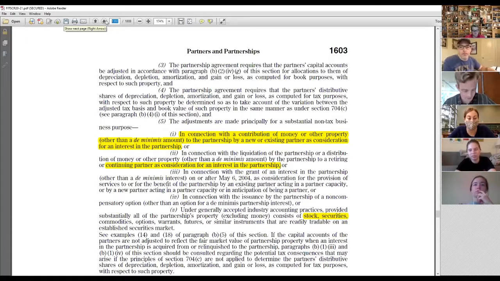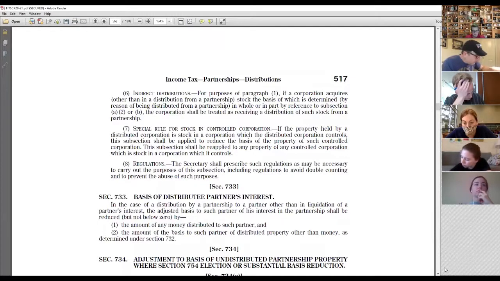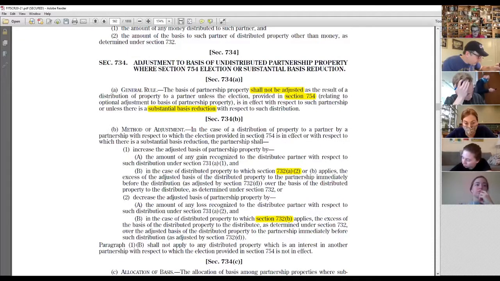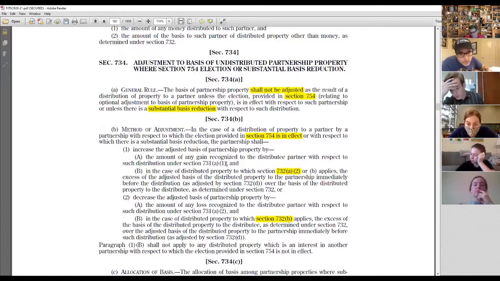So back to 734B. Now we have a 754 election in effect. So we got that. Then we increase if we have any gain recognized to the distributee partner under 731A1. We had no gain recognized by C because C did not receive cash in excess of outside basis. C did not receive any cash. So no increase under 734B1 cap A, but we do have an increase in 734B1 cap B because 732A2 applied. Again, that's what took the basis of the property from 90 in the partnership's hands to 70 in the partner's hands.